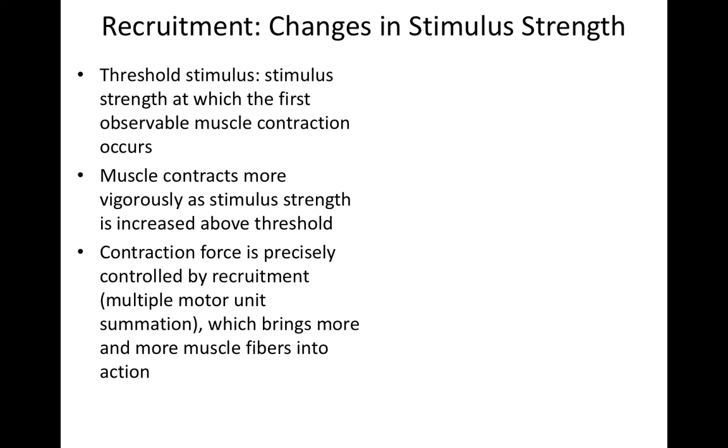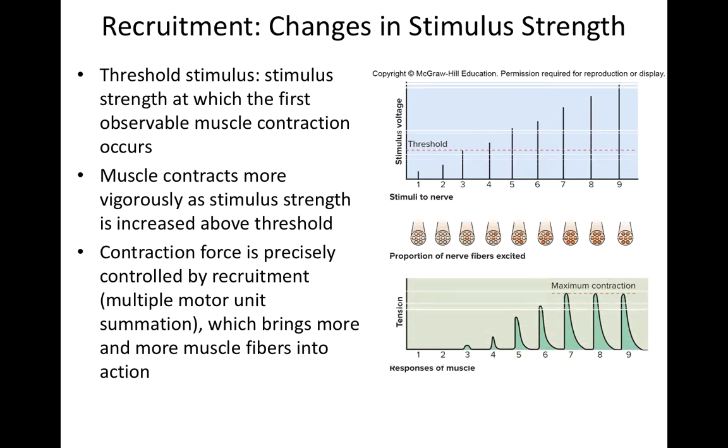Here, we're going to change the stimulus coming into the muscle, and that is going to help recruit motor units. The more motor units we have, the more cross bridges we're going to get. So here, this is your stimulation to the nerve. The nerve is not going to fire at all until you get to a threshold voltage. And so here you've got your threshold.